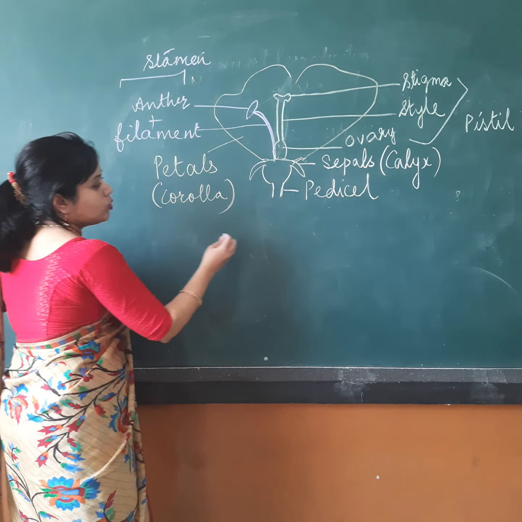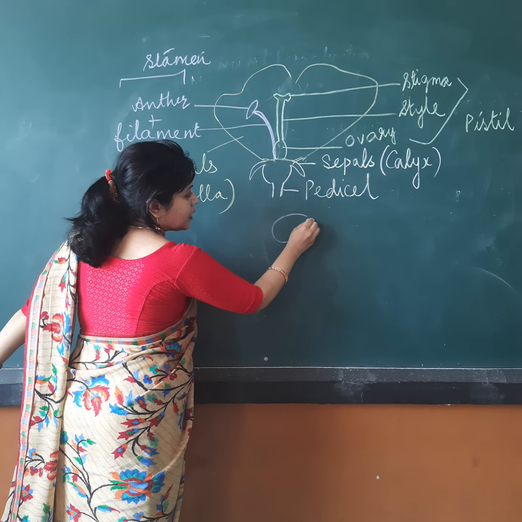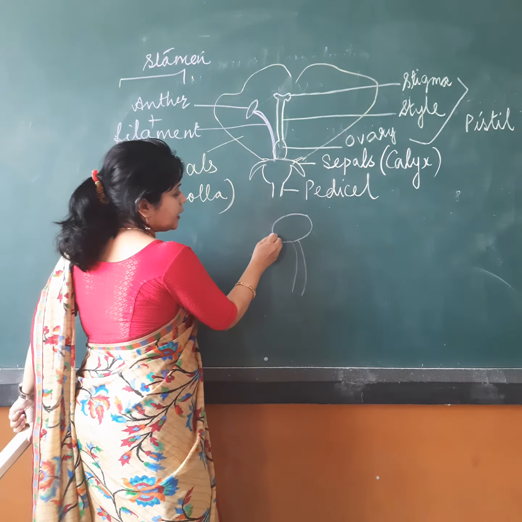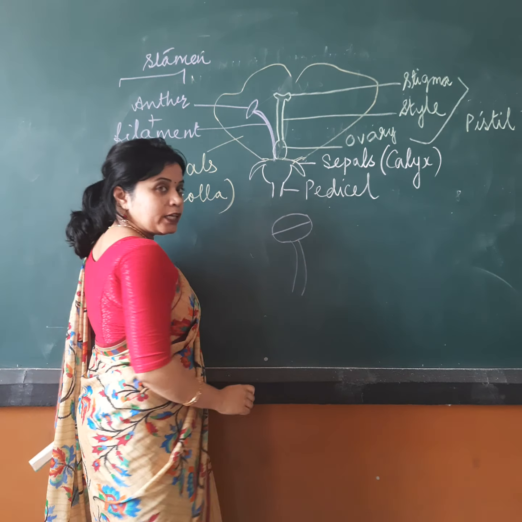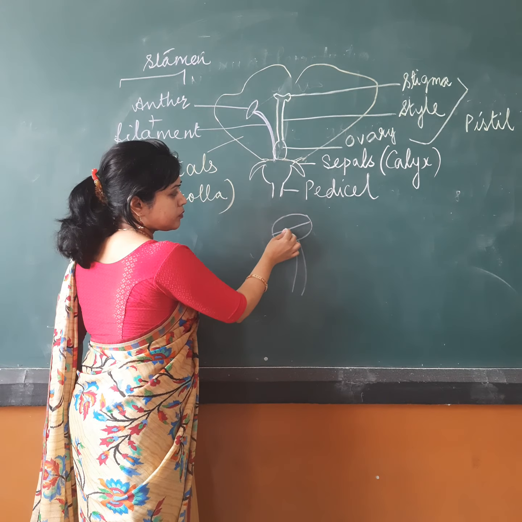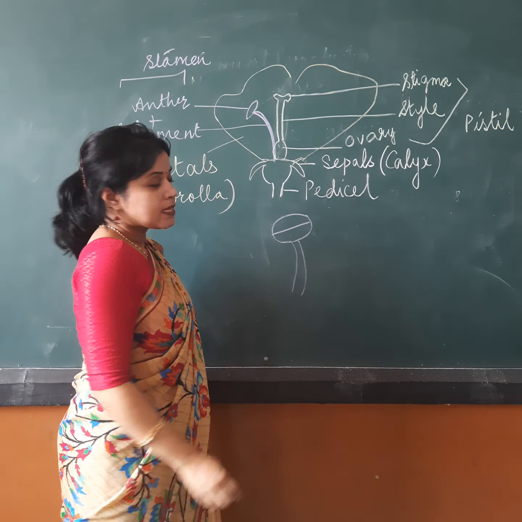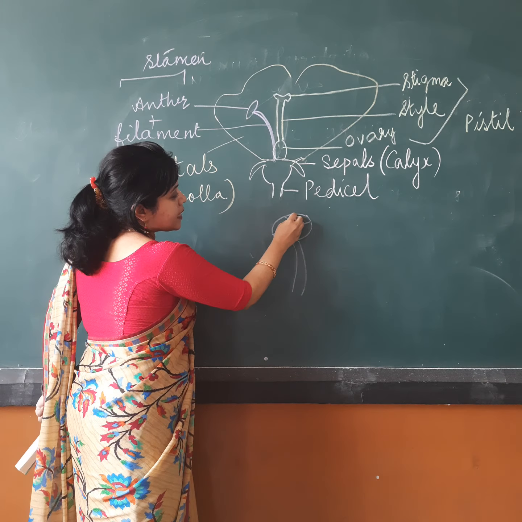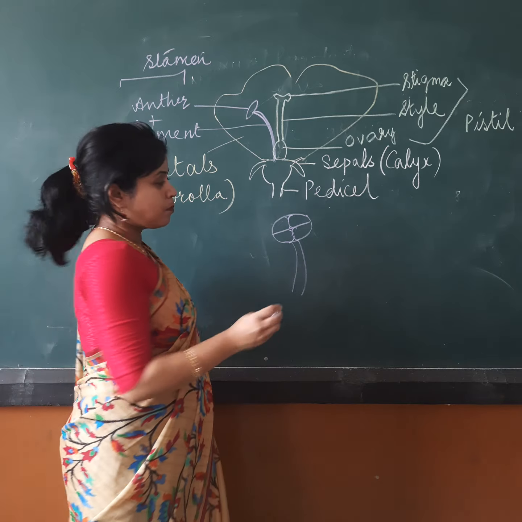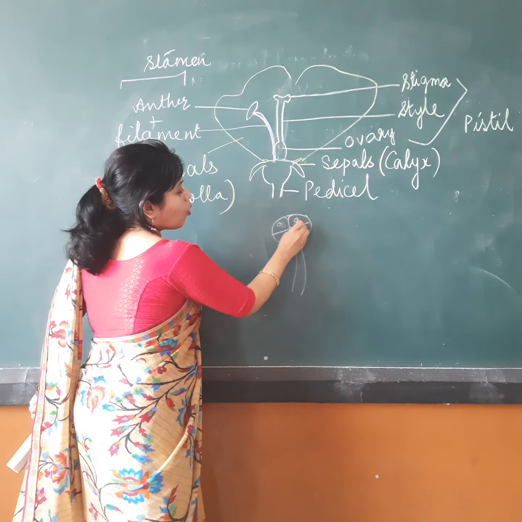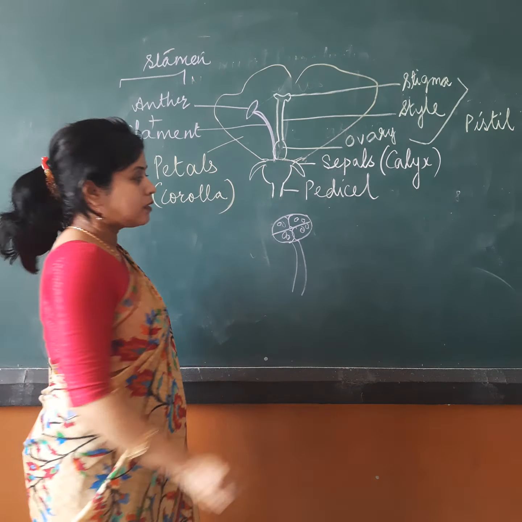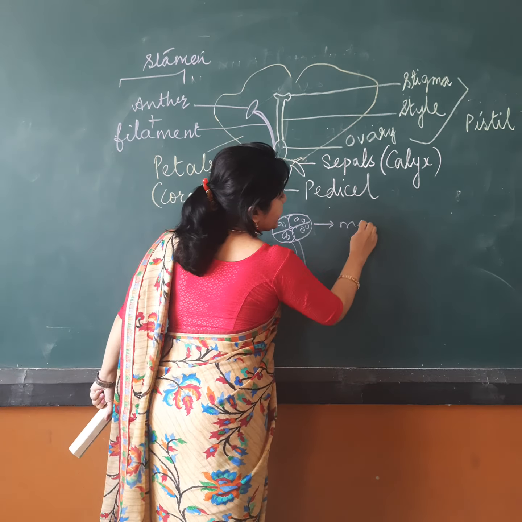Now if I take out the anther, anther is a knob that is present here. If I take out the anther, I can see that it is a bilobed structure. Bilobed means that it has got two lobes like this and 4 pollen sacs are present inside it. Inside which the pollen grains are present. So these pollen grains are the male gamete.